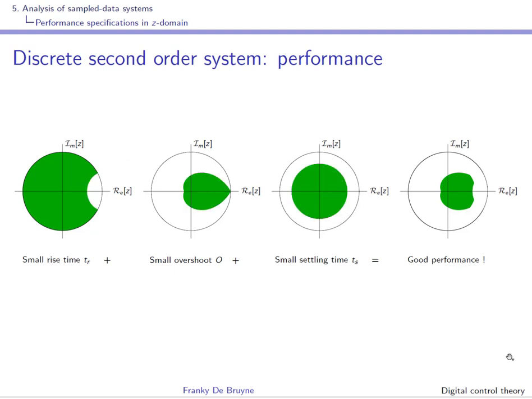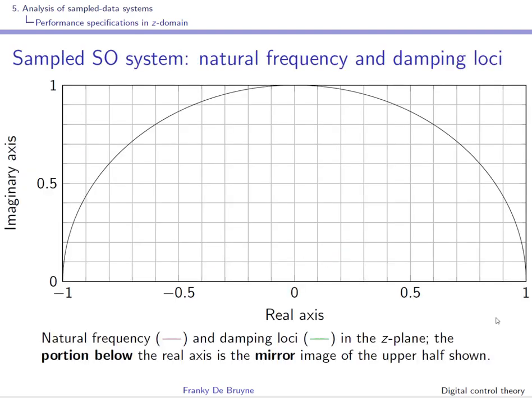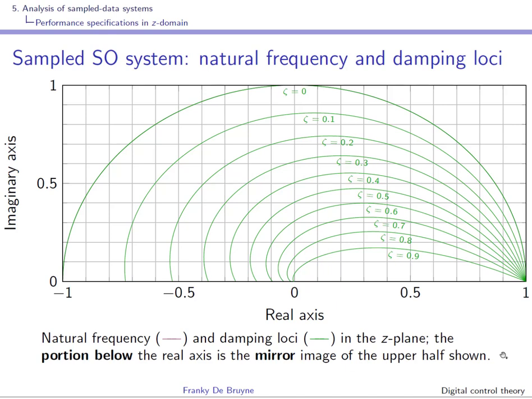As you can see over here, everything is symmetric with respect to the real axis. This is because, of course, we work with complex conjugate poles. So very often what is done is only to show what is shown above the real axis, and this is what we'll do in the next slide. What we can do now is look at lines of constant natural frequency and constant damping. These are also called sometimes natural frequency and damping loci. So what you see here on the screen are the constant damping curves, or the constant damping loci.